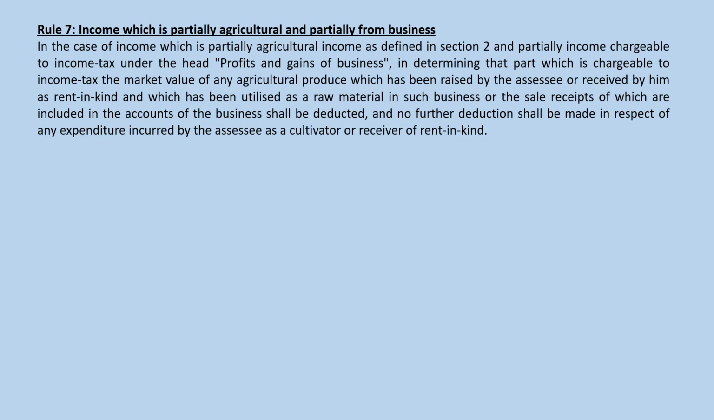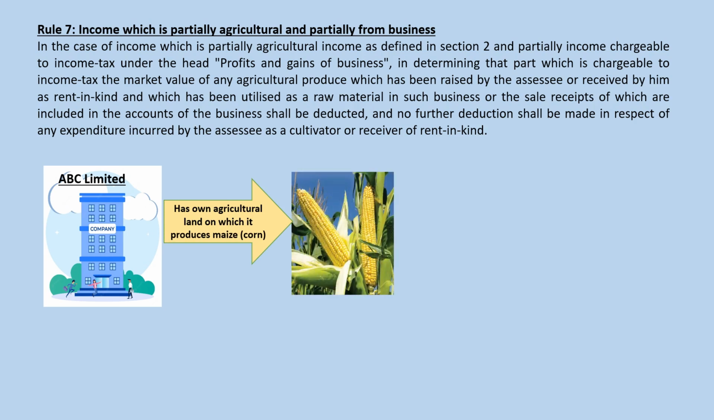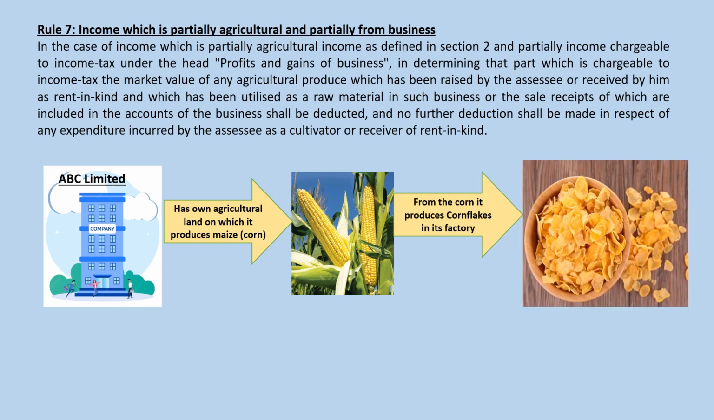Let us understand this with an example. There is a company called ABC Limited. It has agricultural land on which it produces corn. Now, corn is readily sellable in the market, that is, there is a market available for corn. From the corn, the company produces cornflakes in its factory.